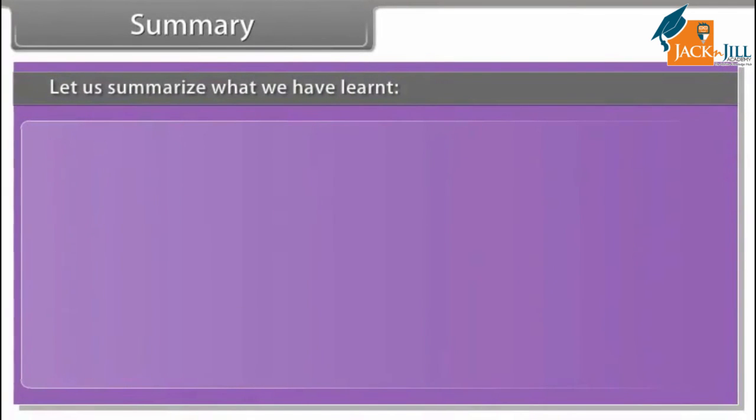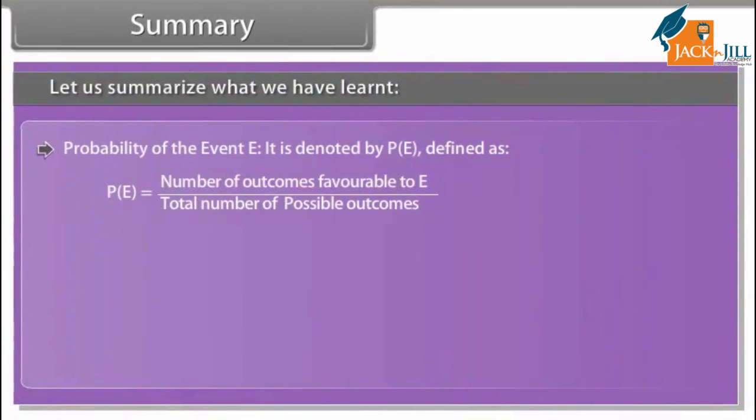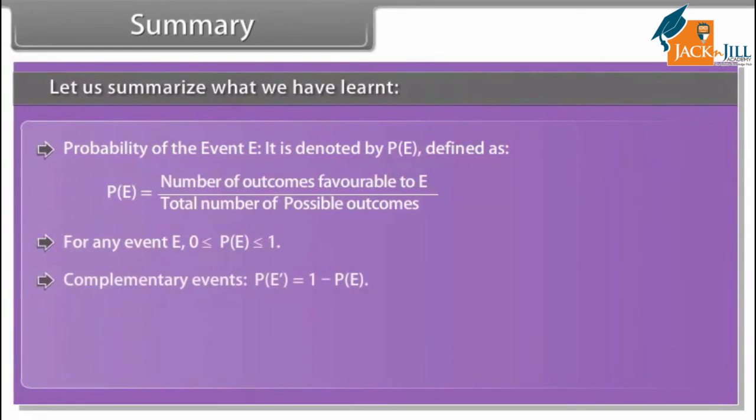Summary. Let us summarize what we have learned. Probability of the event E is denoted by P(E), defined as P(E) equals the number of outcomes favorable to E by the total number of possible outcomes. For any event E, 0 is less than or equal to P(E), which is less than or equal to 1. Complementary events: probability of event not E is equal to 1 minus probability of event E.